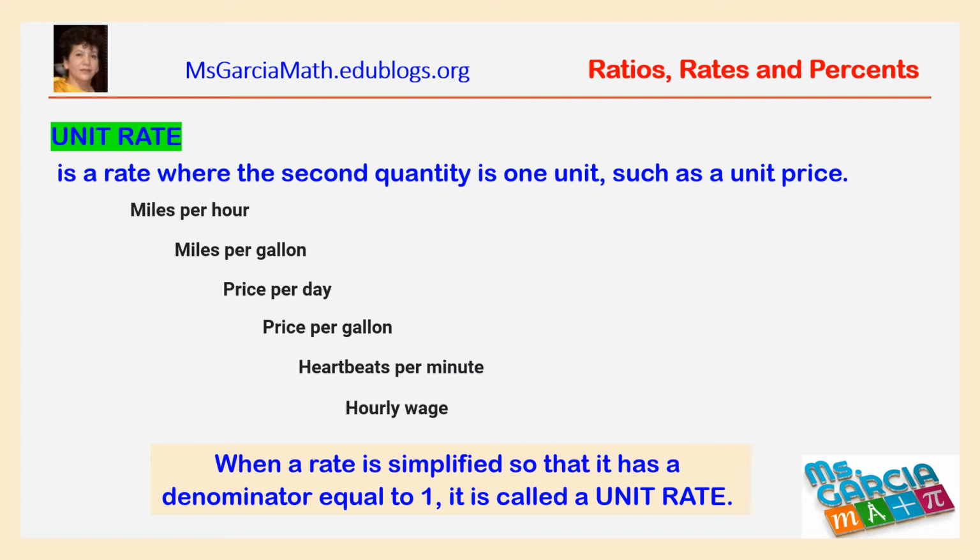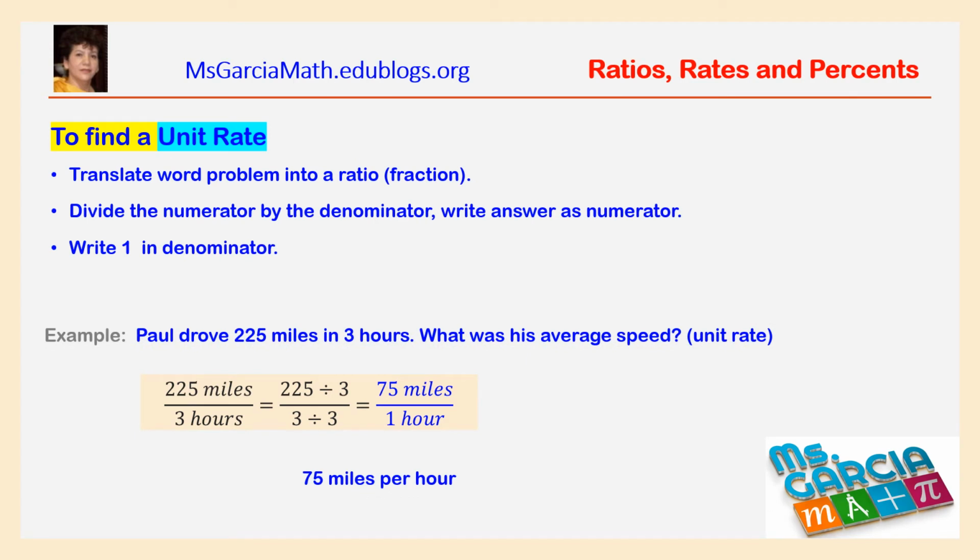Examples: miles per hour, miles per gallon, price per day, price per gallon, heartbeats per minute, hourly wage. To find unit rate, divide the numerator by the denominator in a way that the denominator becomes 1. Example: Paul drove 225 miles in 3 hours. What was his average speed? Unit rate: 225 divided by 3 equals 75. His average speed is 75 miles per hour.